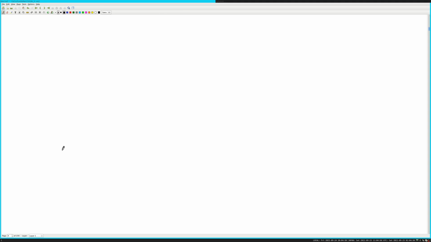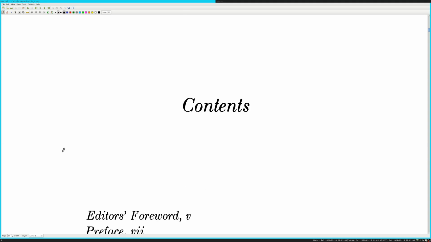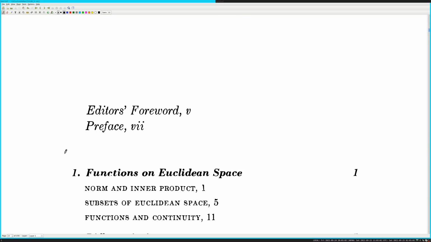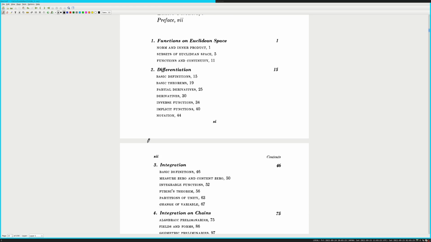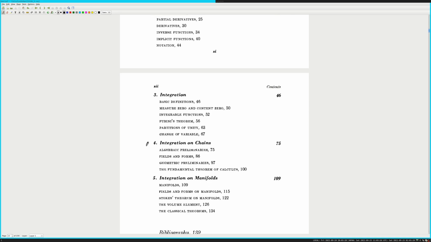Okay, right at the end of the era. Wow. So let's look at the table of contents. Let's zoom out a little bit. So we have the editor's foreword, which I couldn't get through without botching the take. Anyway. Functions on Euclidean space. Okay, this first one is like review material that is basic mathematical literacy. Differentiation, alright. Integration, alright. Integration on chains.